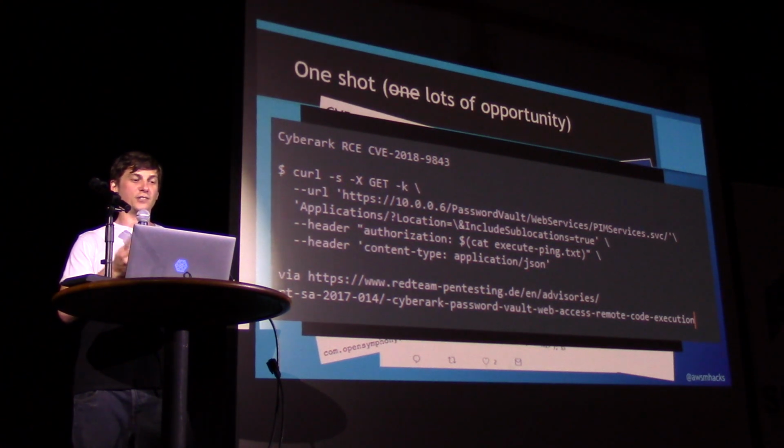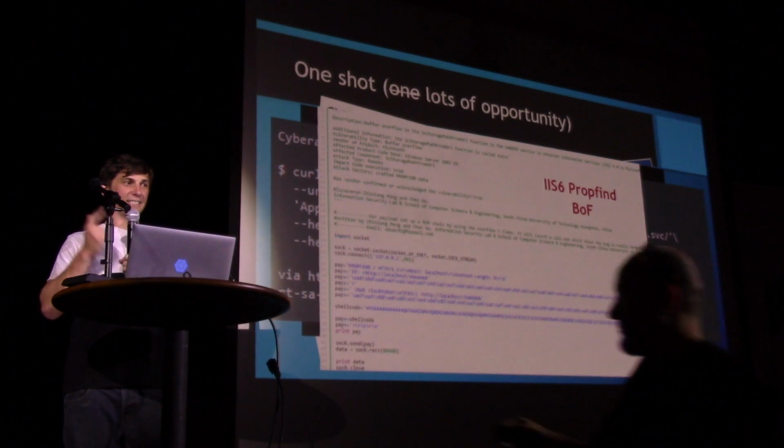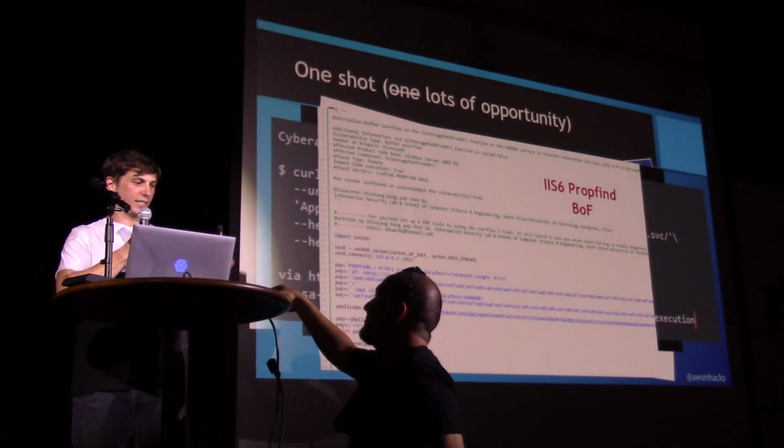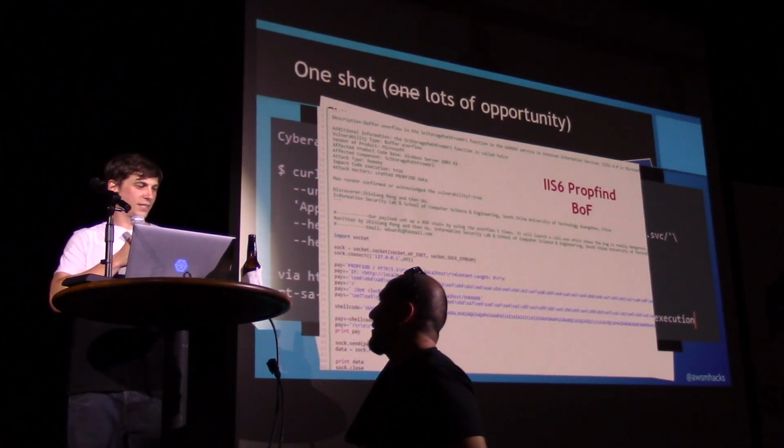CyberArk had an RCE just recently in the password vault that basically would let you unlock the password vault and pull the details out of it. IIS-6 PROPFIND, that's a one-shot vuln that came out against a really old server.